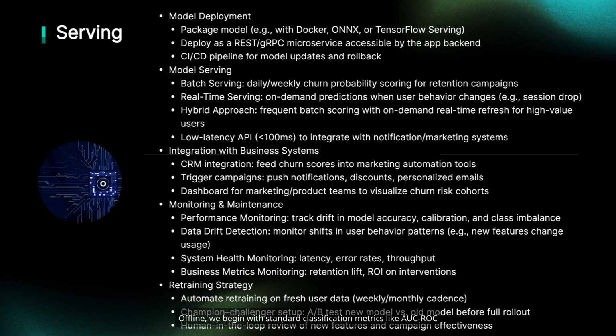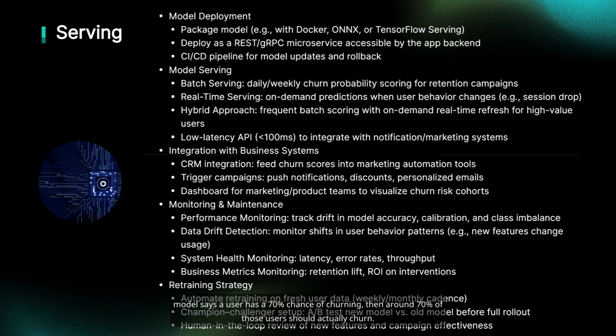Offline, we begin with standard classification metrics like AUC ROC and precision recall AUC. Since churn is often an imbalance problem, maybe only 5 to 10% of users churn monthly, precision and recall are often more informative than accuracy. F1 score balances the two. Beyond classification accuracy, we also need calibration.